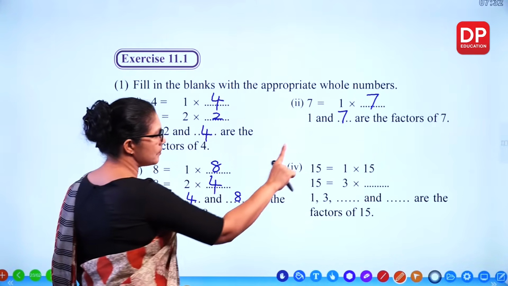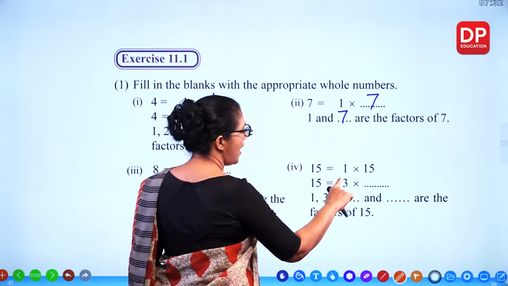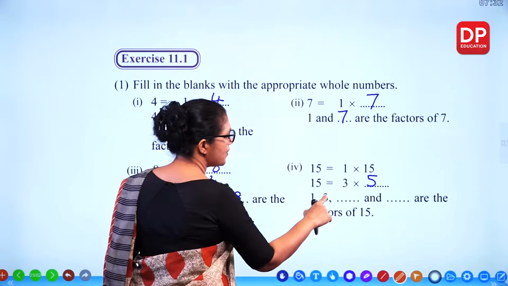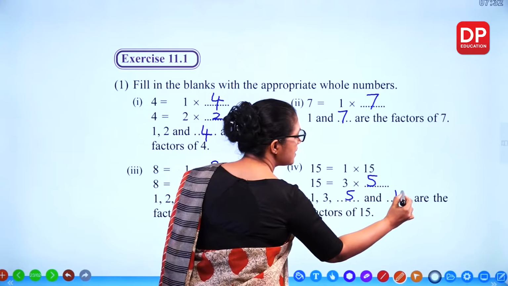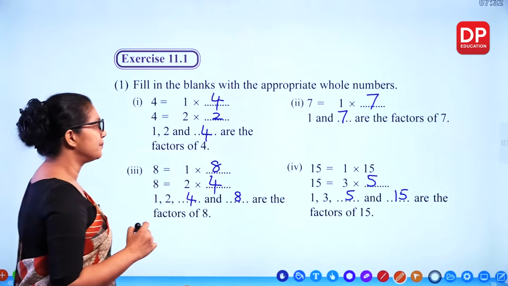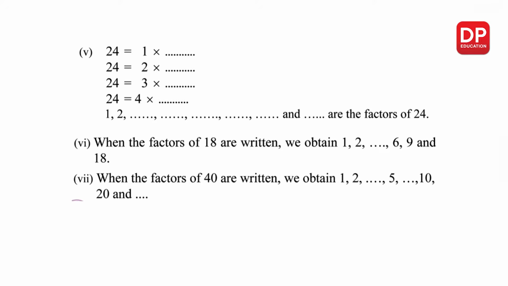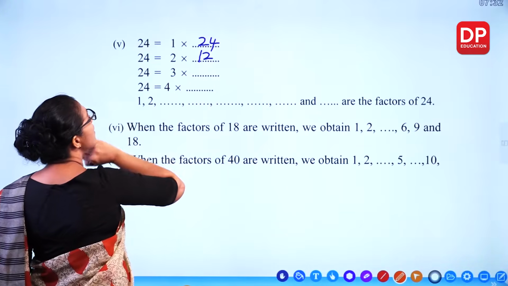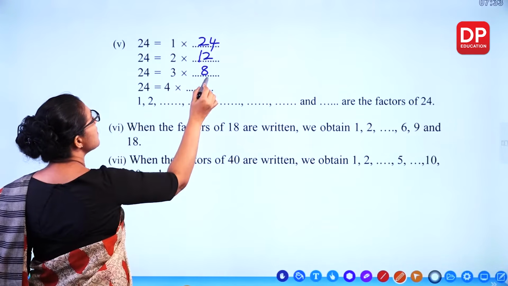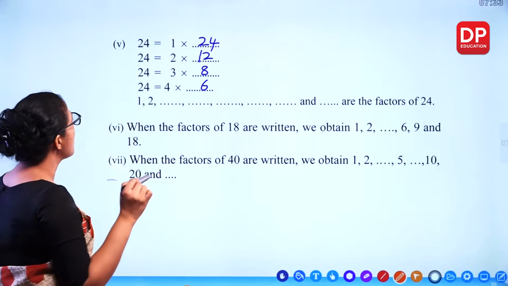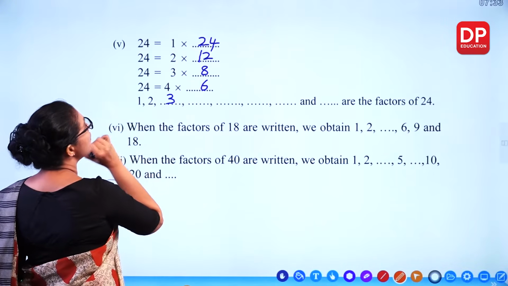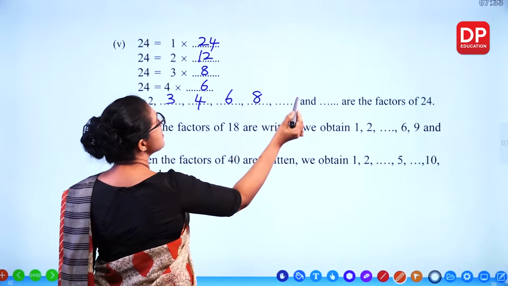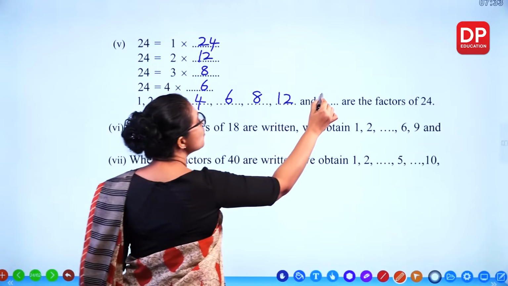15. 1 times 15. And I can write 3 times 5. So what are the factors here? 1, 3, 5 and 15. 24, what are the factors? 1 times 24 and 2 times 12, 3 times 8, 4 times 6. So what are the factors? 1, 2, 3, 4, 6, 8, 12 and 24.